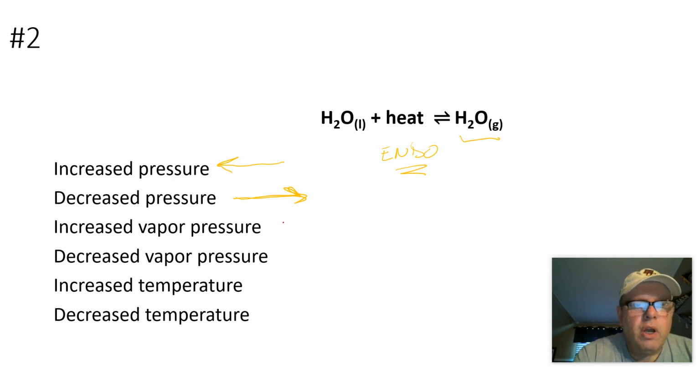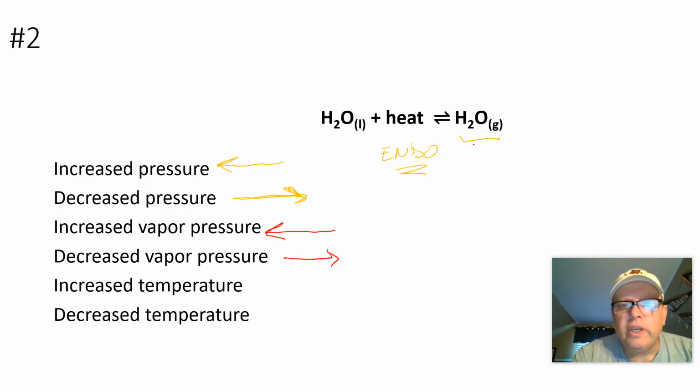Here we are. Increasing vapor pressure is going to have the exact same effect. It is going to push to get rid of the gas so that it can keep pressure constant. Decreasing vapor pressure is going to try to restore the amount of vapor so that it keeps pressure constant. Remember, we're trying to keep the same condition, so we're going to get rid of whatever stress it is.